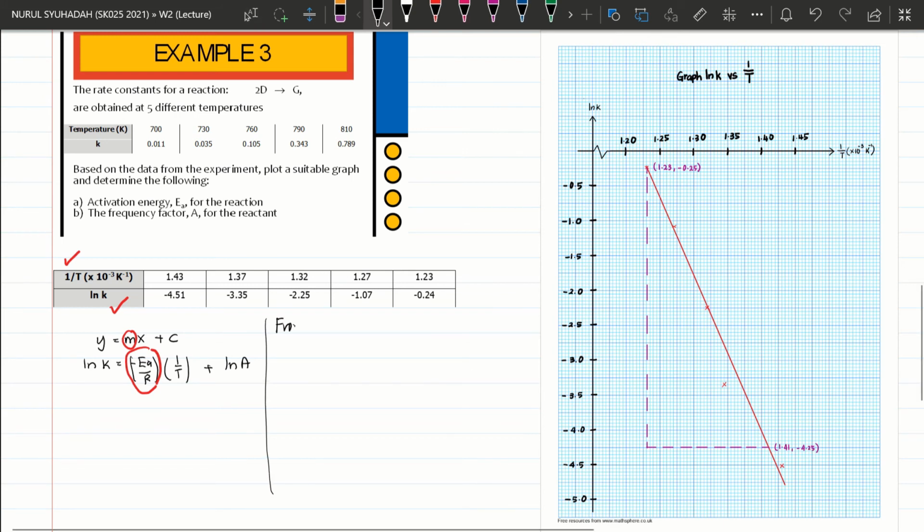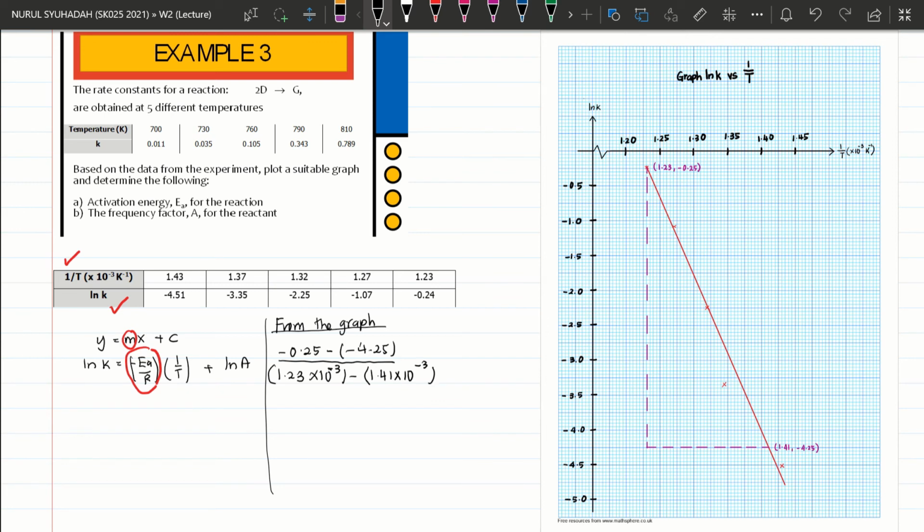From the graph, your gradient is negative 0.25 minus negative 4.25. This is our y-axis, and then the x-axis is 1.23, and take note that you have the 10 to the power of negative 3. You must include the 10 to the power of negative 3, minus 1.41 times 10 to the power of negative 3. This equals negative EA, the one that we want to find, over our gas constant, 8.314. So from here, rearrange and calculate, and we will get our activation energy.